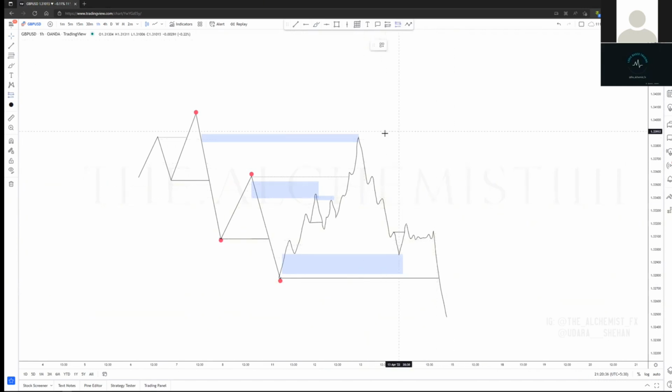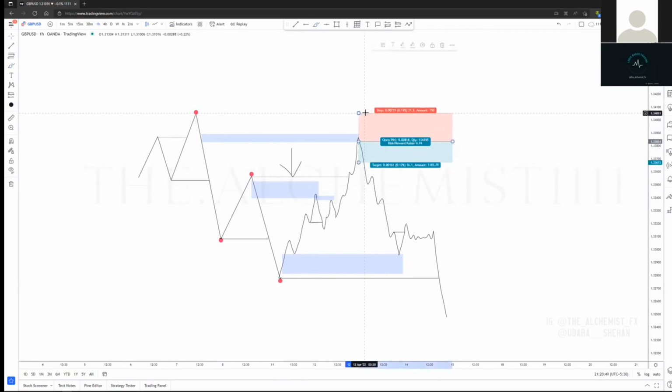So we will be focusing more on this: the entry above the retail pool of liquidity. The safe place for the stop loss is above the strong high, but I know the stop loss is too much. The risk to reward is that 21. We can have it above the point of interest.